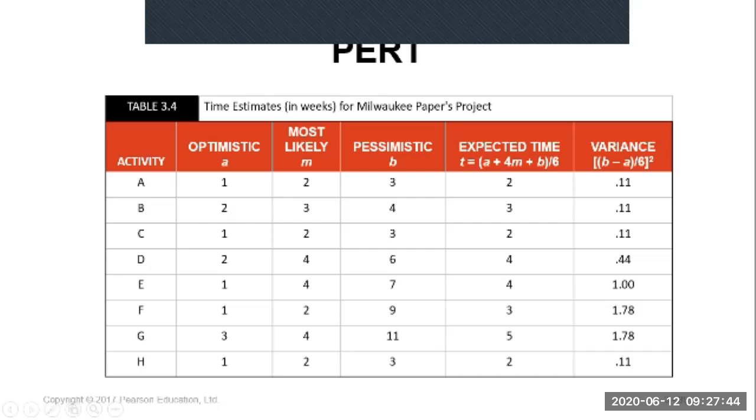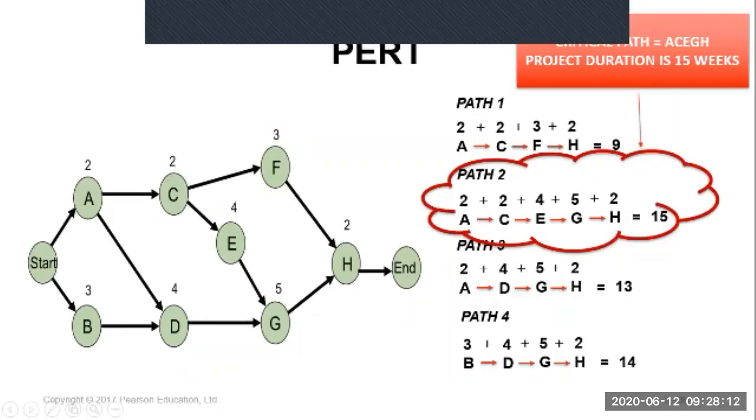So this is the expected time, and this is the variance for each activity, right? If you compare to the previous expected time, in this problem they put the estimated time for each activity the same as the previous one. So we don't have to calculate the duration twice, because it's the same.